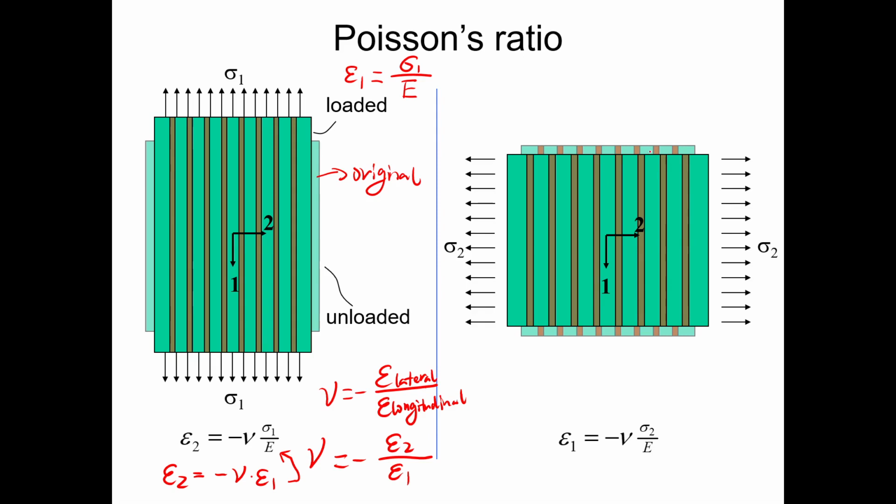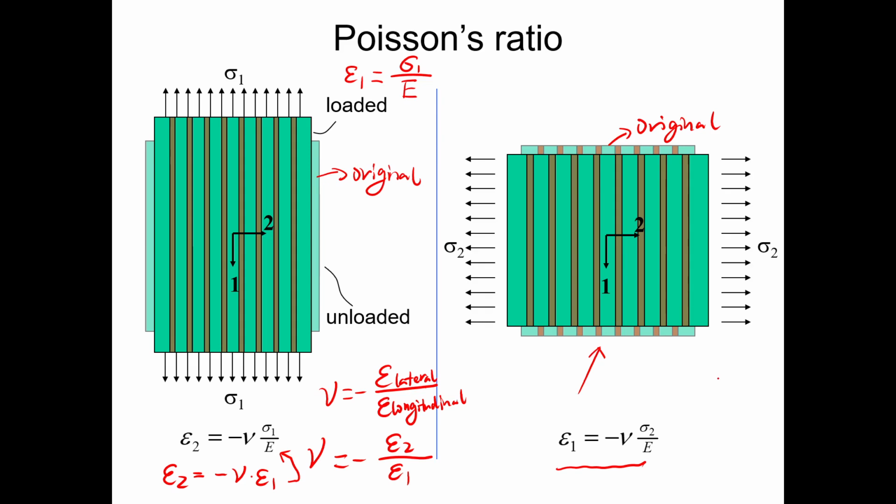And similarly, if you load it transversely, this is the original lamina, and then you load it transversely, you will cause a contraction again in the longitudinal directions. You load it in the 2 direction, but it will contract in the direction 1. Therefore, we get these derivations again, very similar.